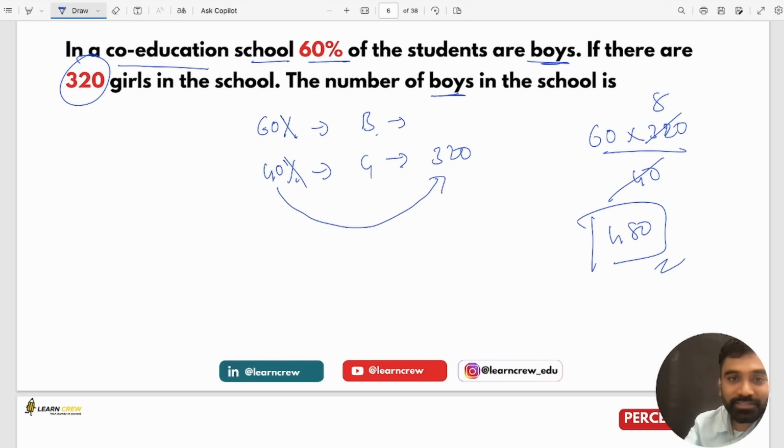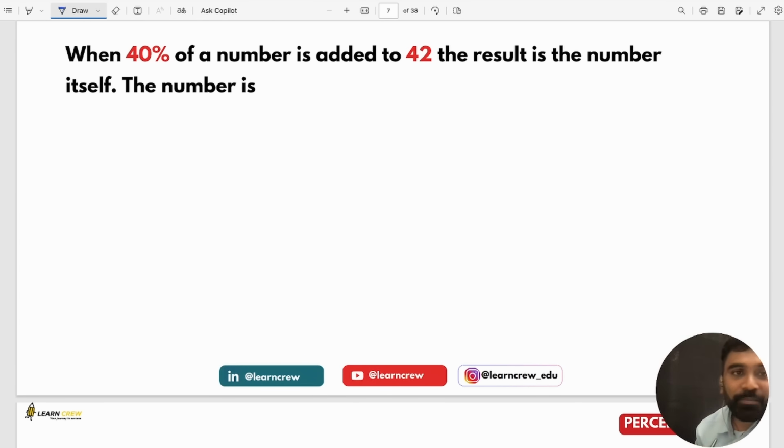Okay. Next one. When 40% of a number is added to 42, the result is the number itself. The number is, they're telling there is some number which I'm adding 40% of the same number to 42 and I'm getting the same number back. Now it is like, sir, there is some number. Okay, I'm just taking for example. And with this number, I'm adding 40% of the same number. Or it is this way. 40% of some number plus 42 is going to give me the same number x. 40% of x plus 42 is going to give me x.